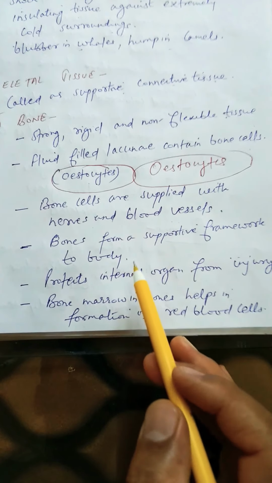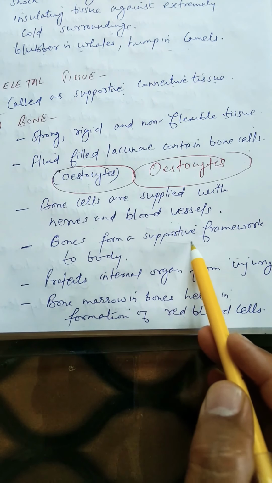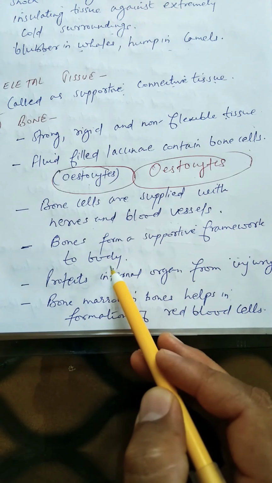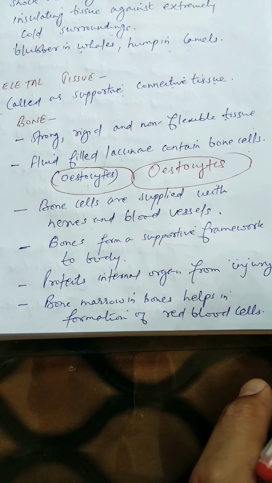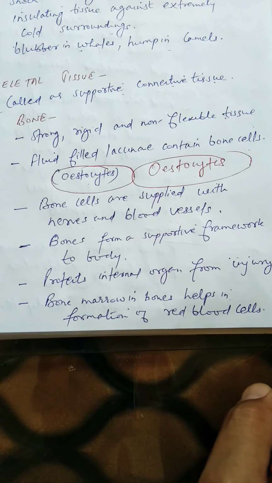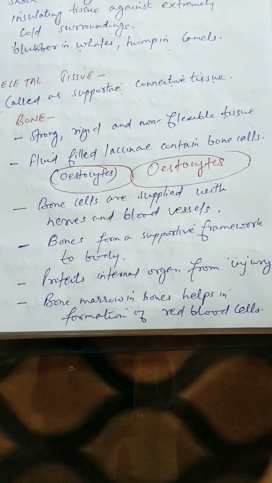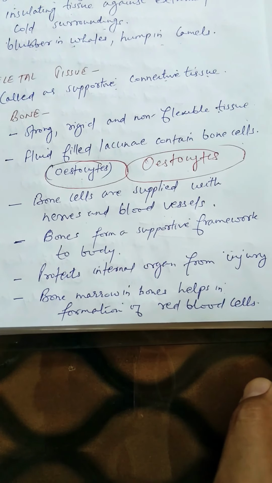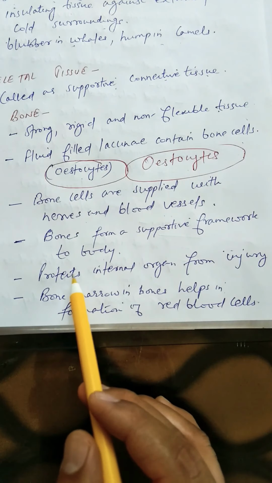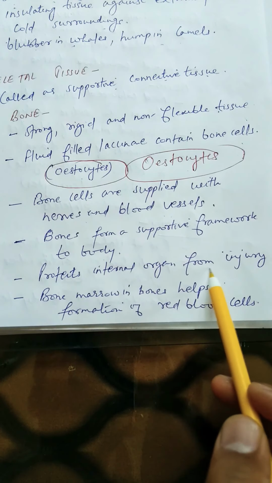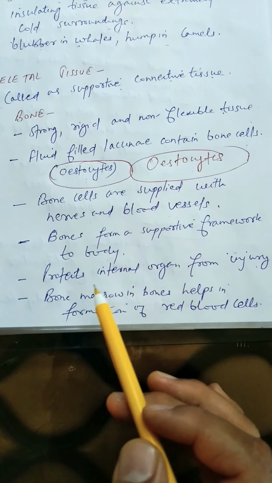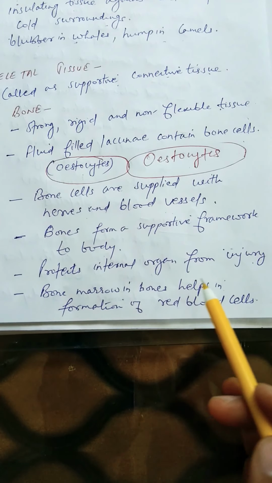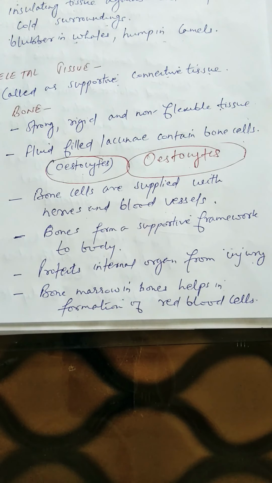Now these bones, as you all know, form a supportive framework to the body. Just because of our skeleton, which is made up of bone, we are able to move and able to stand. Another thing is, bones protect internal organs from injury. Like you have seen ribs, these are protecting our heart as well as our lungs.